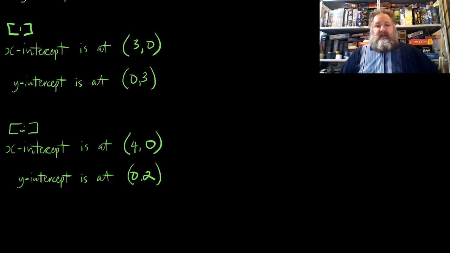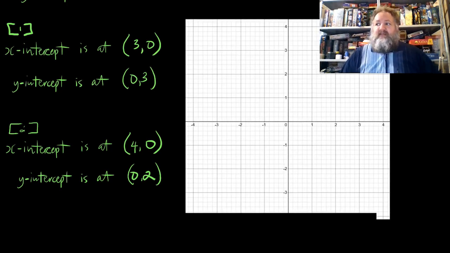I then would need to get some graph paper. I just happen to have some ready right here. My graph then is where I plot my points. So I will plot this first one probably in blue, why not? So my x-intercept is at 3, 0. So 3, 0 will be right here. So I'll put that in, 3, 0.